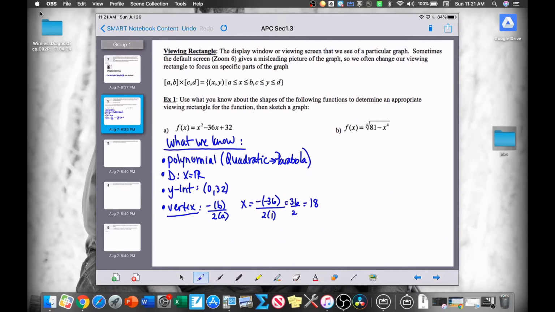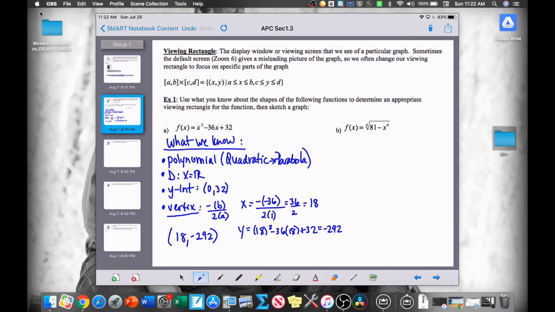To get the corresponding y value, I just have to plug 18 in for x in my equation. So the y value is going to be 18 squared minus 36 times 18 plus 32. I can't do that math in my head, so I'm going to grab my calculator and type that in, and that gives me negative 292. Okay, so all of that work tells me that my vertex is 18, comma, negative 292. Wow, that vertex is way down there.